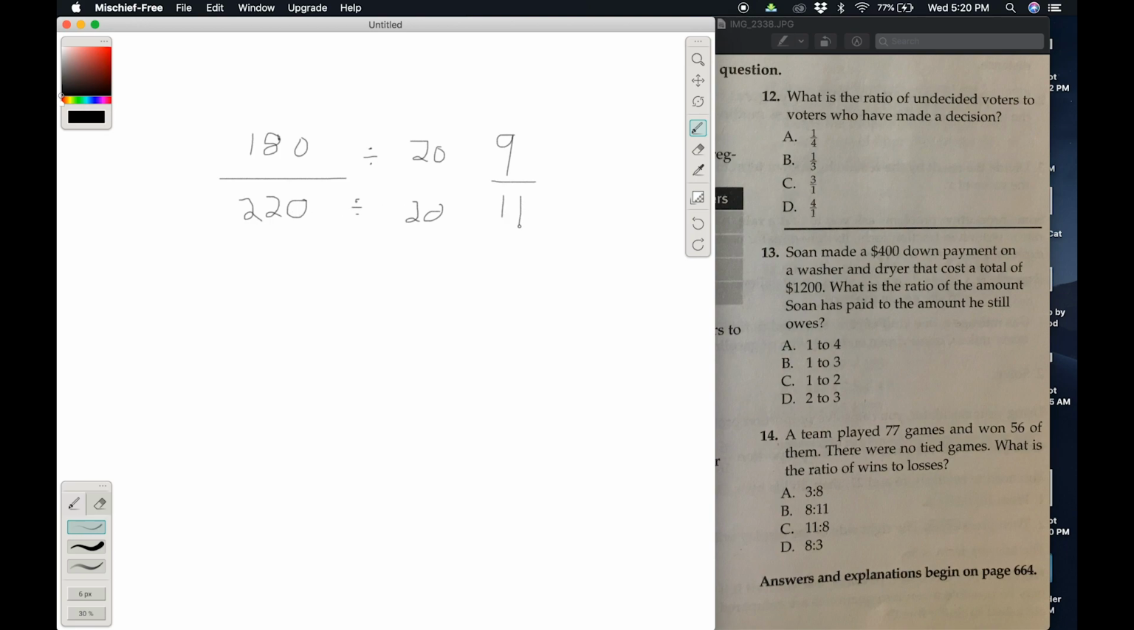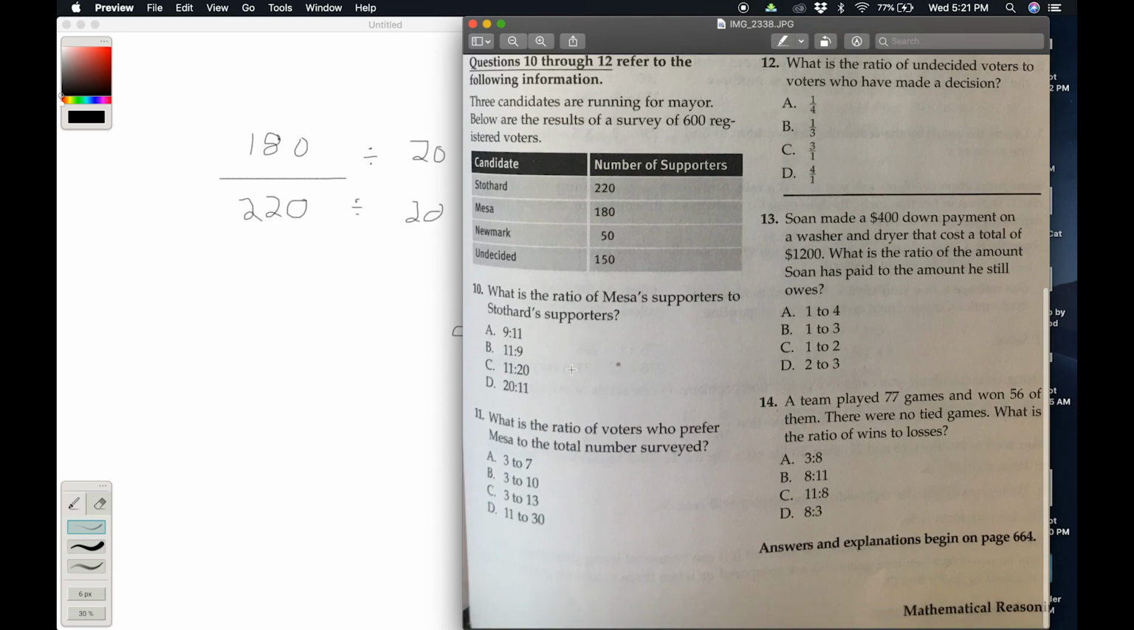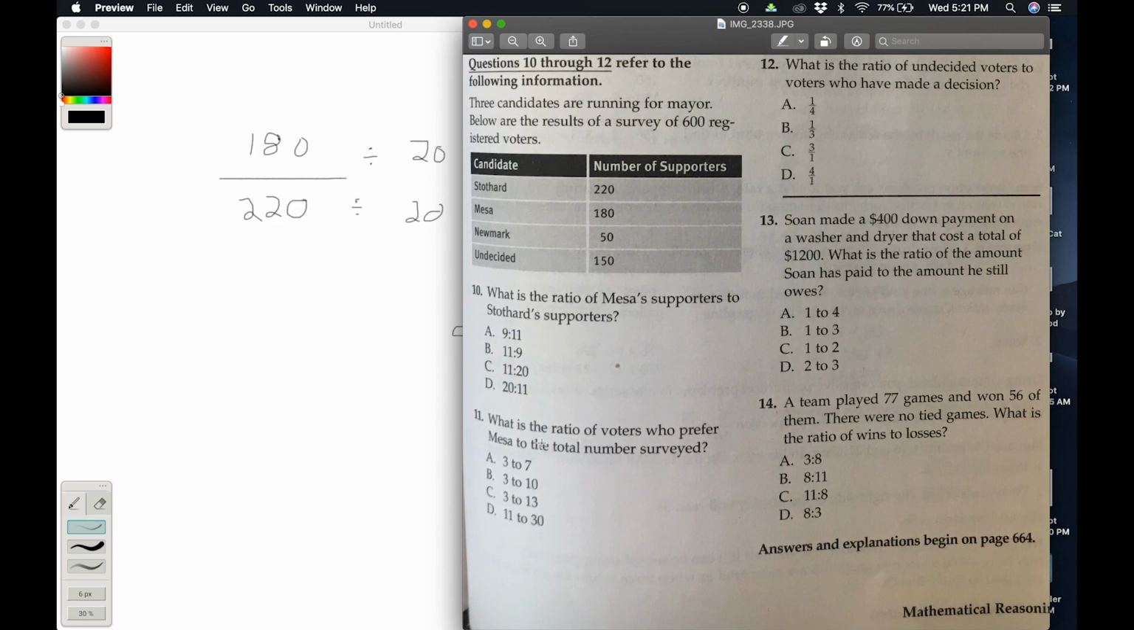Can that be reduced any further? There's no number that goes into both of those. So there we have it. And I believe in this question they want you to write it like the option is, so 9 colon 11, which means the same as 9 over 11 with ratios. Yep, 9A is your answer.